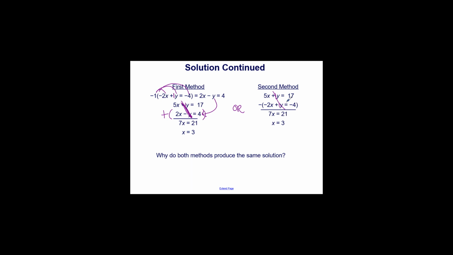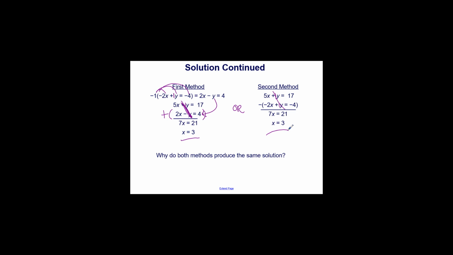So I guess the only disadvantage of the second method is you're often subtracting negative numbers, which can sometimes be confusing. You just have to keep it straight that you're really doing the opposite of what the sign of that number is. So we still end up with 7x equals 21, and if we divide by 7, in both cases we get x equals 3. Right?